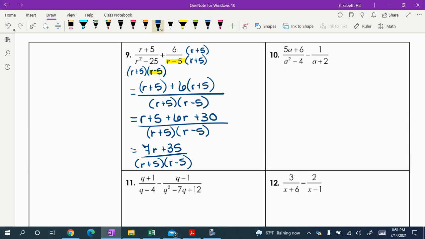All right, so things are looking really good, and I love that answer there. There's just one little thing, is actually it can be simplified further. If we factor out a 7, we're left with r plus 5, and so notice that that is going to cancel out with an r plus 5 down below. So we're left with 7 over r minus 5.